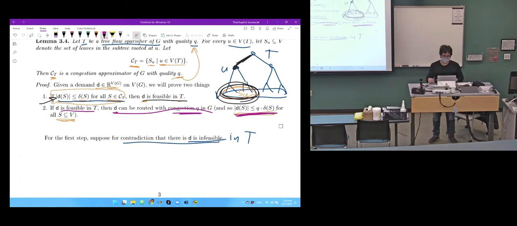Right? So now we are really done with the proof. If this condition is true for every guy in the family, then the condition is true up to Q factor for every cut.